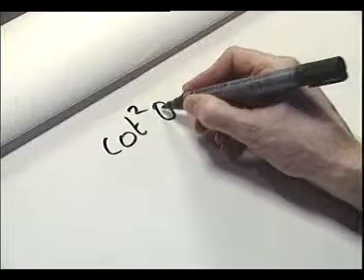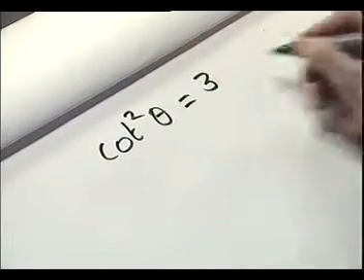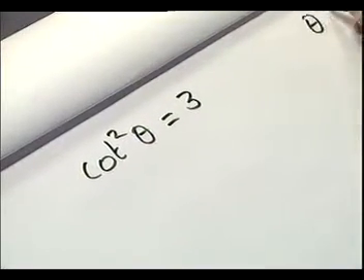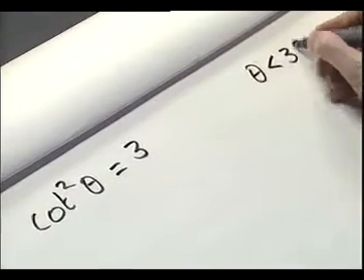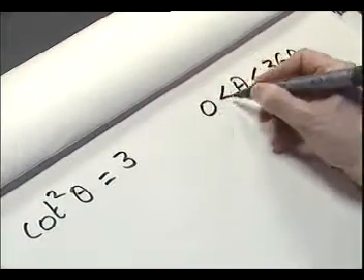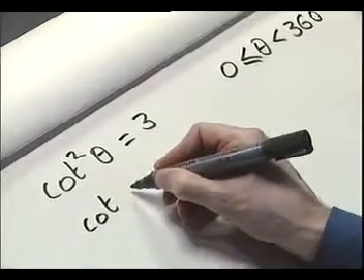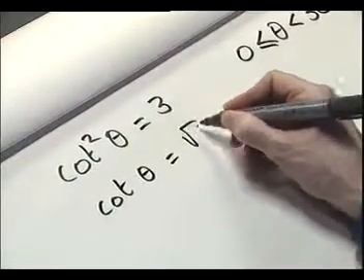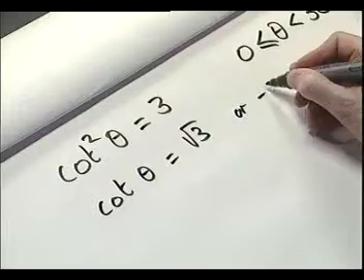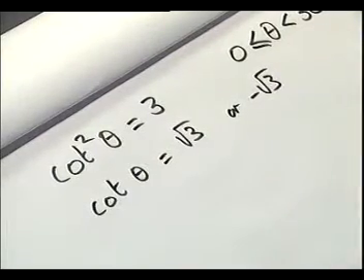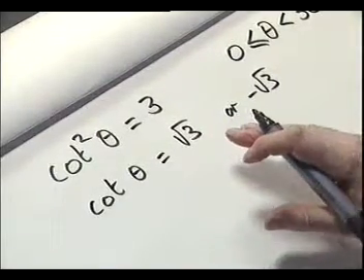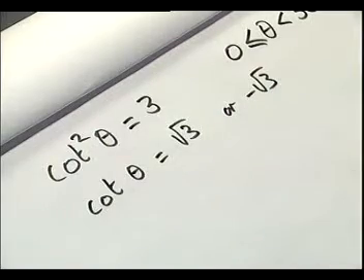So let's take cot squared theta equals 3 for theta between 360 and 0 degrees. Well, we begin to solve this by taking the square root. So cot theta equals root 3 or minus root 3. Remember, we take a square root, it has to be plus or minus.